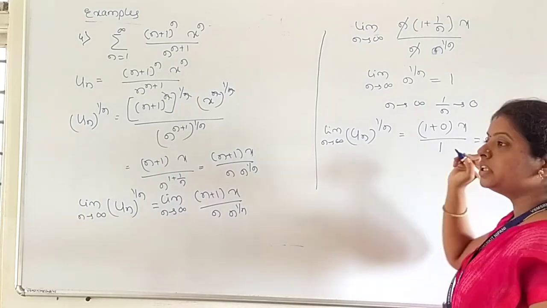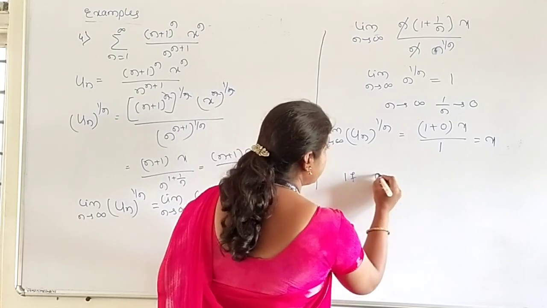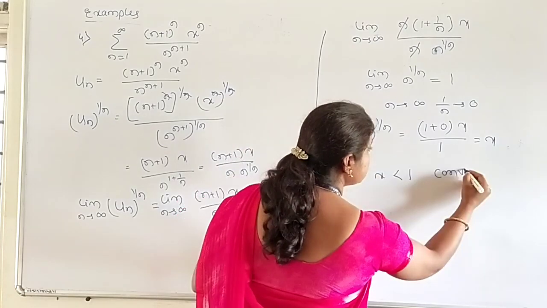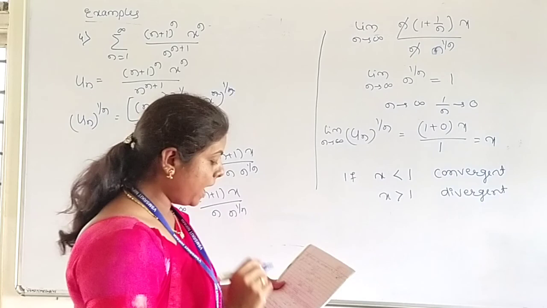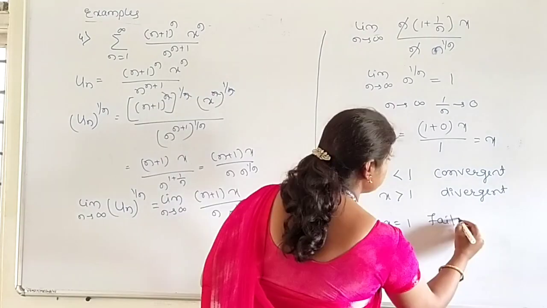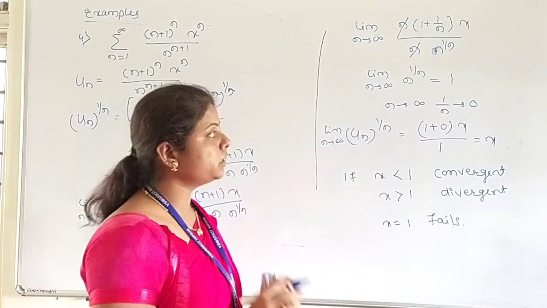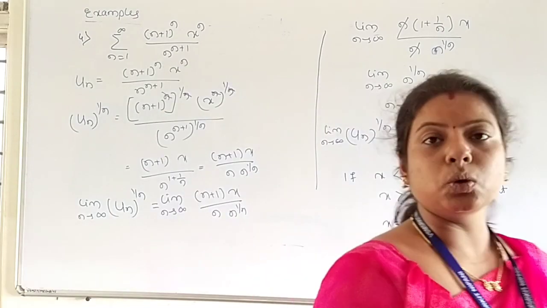The behavior of the series depends upon x. If x is less than 1, the series is convergent. If x is greater than 1, the series is divergent. Like this you have to mention it compulsorily and simplify. If x is equal to 1, the test fails. You have to remember these three conditions for all the series. Then you have to solve Cauchy's root test.